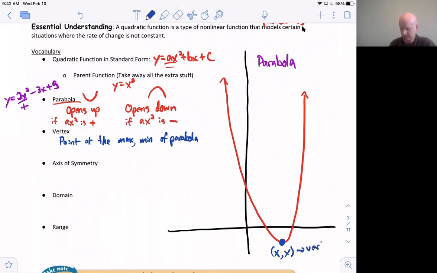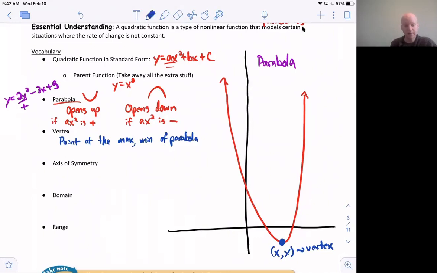So this is the vertex. This particular vertex is a minimum because it's the smallest point, the lowest point on the parabola. If the parabola were opening down instead, this point, the vertex, would be a maximum.